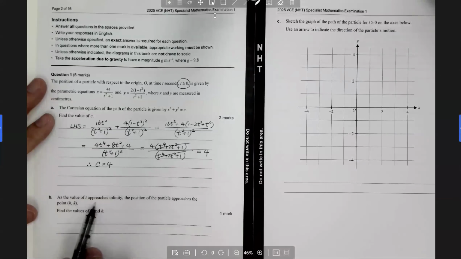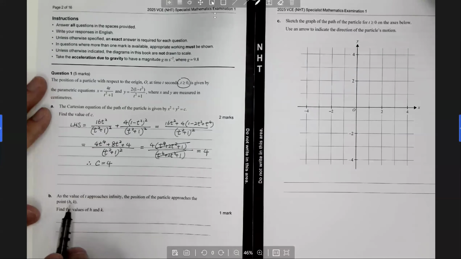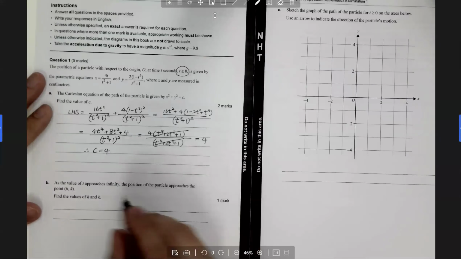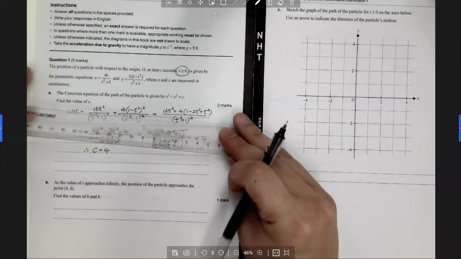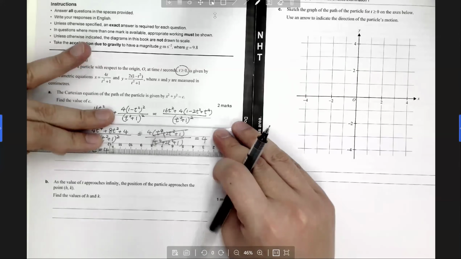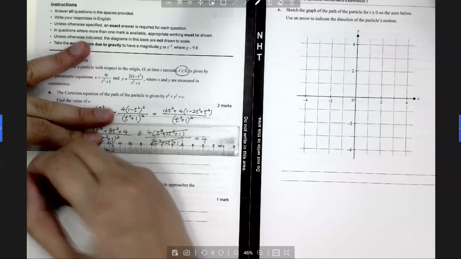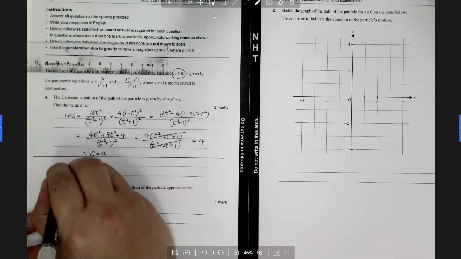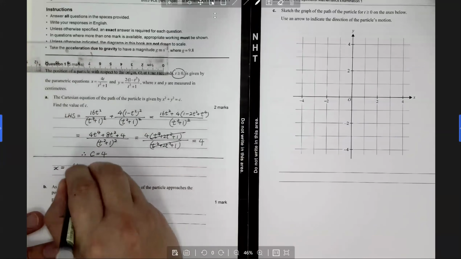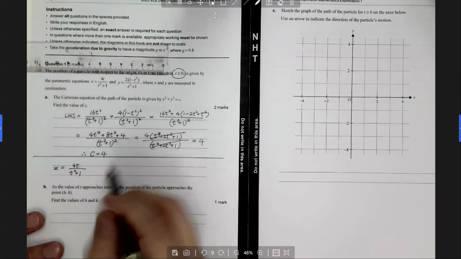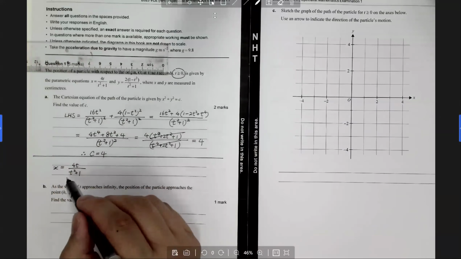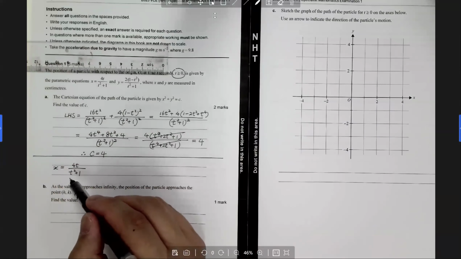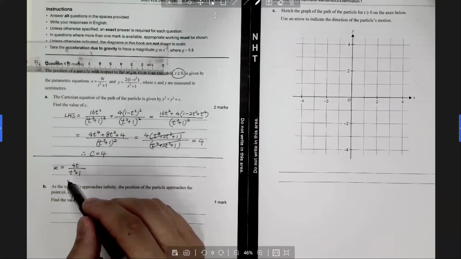As the value of t approaches infinity, the position of the particle approaches the point (h, k). Find the value of h and k. Well, you are going to analyze some kind of limit. So I'm going to put the x and y equations here. So notice that this x is 4t over t squared plus 1. And I want to analyze the limit, but the problem is if I substitute the infinity here, that's infinity squared, this is not quite approachable within the current specialist maths study design.